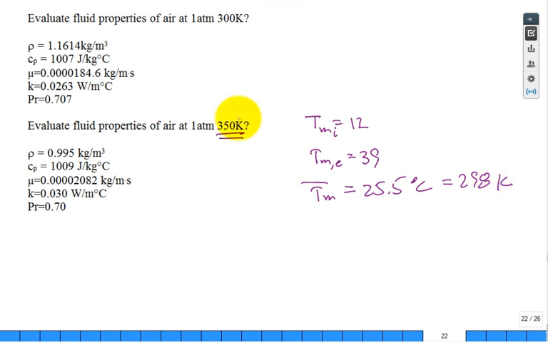My initial property evaluations were at 350 Kelvin. What do you think? If I really want to improve my answer, this is a little ridiculous because Dittus-Boelter is good to plus or minus at minimum 25%, right? What do you think? Well, you go back and evaluate all your properties at 300 and you redo.